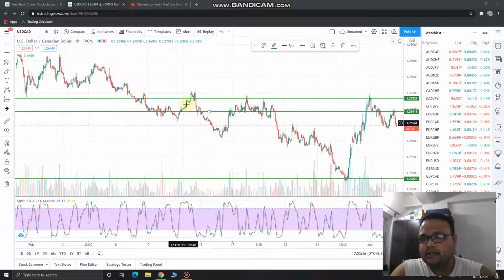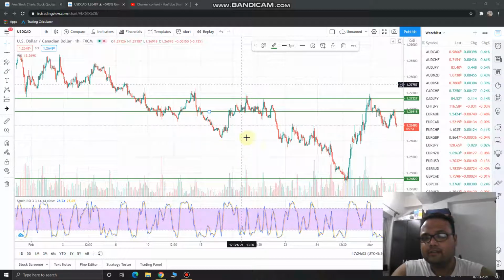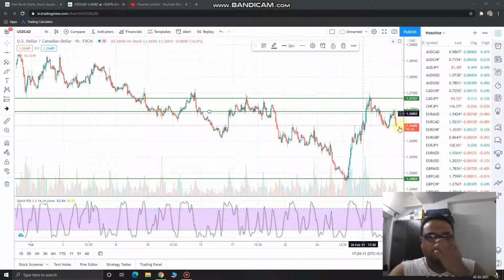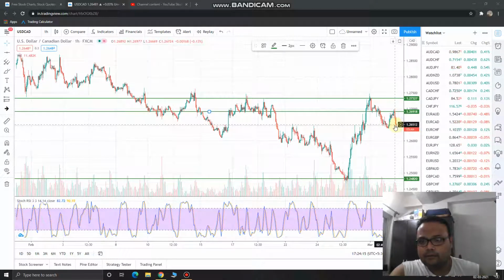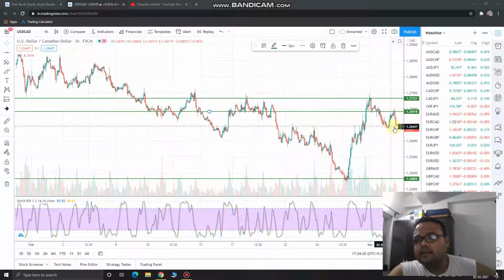So we can see that right now market is trading at 1.2648, this level. And you can see I have marked three levels on the chart. The first level is 1.2691, this level. This level is important. Right now market is trading at 1.2648, and market may or may not reverse from here.